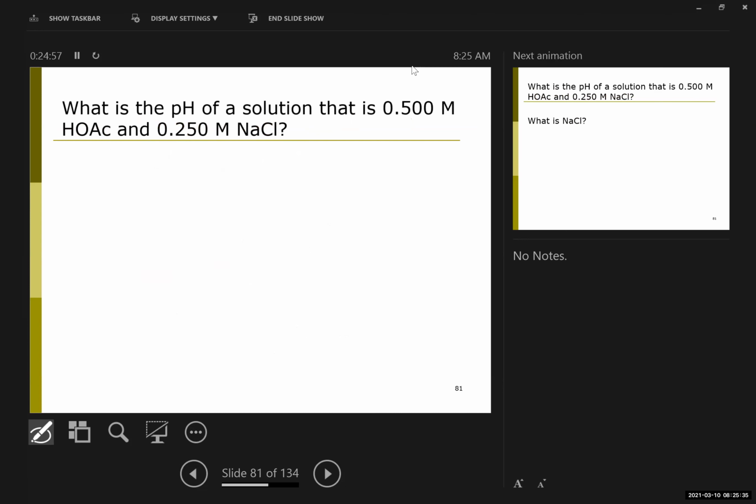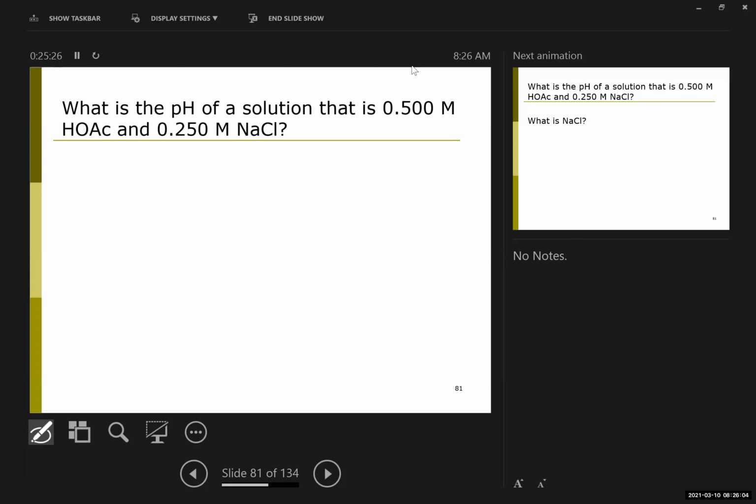So here's a solution. Usual question, what's the pH of a solution that is 0.5 molar acetic acid and 0.25 molar sodium chloride? Right off the bat, I want to say, what kind of solution is it? Not a buffer. It's actually salt and vinegar potato chips. Well, I mean, if you throw a potato in there.